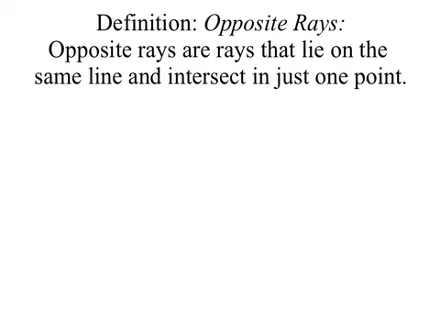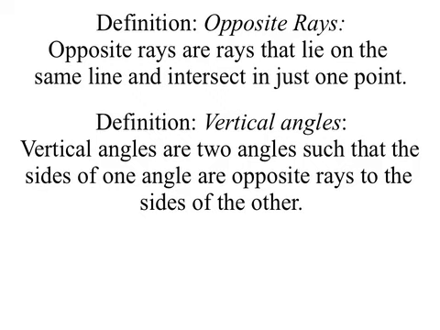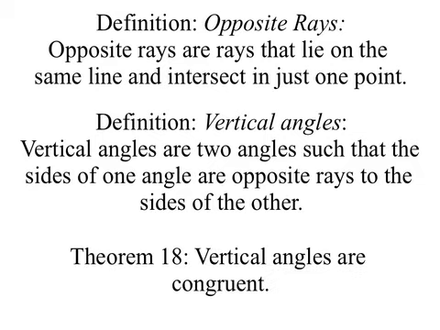In this lesson, we looked at two definitions and a theorem. The first definition, opposite rays are rays that lie on the same line and intersect in just one point. Vertical angles are two angles such that the sides of one angle are opposite rays to the sides of the other. And a new theorem, vertical angles are congruent.